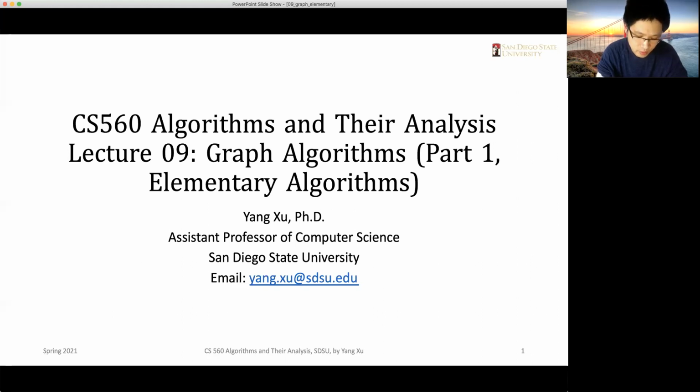Okay, so this chapter, including this one, the basic graph algorithms, and the next one, the more advanced graph algorithms, they will be the main focus for the rest of this semester, and it will be the focus for the final exams as well. Okay, final exam as well.